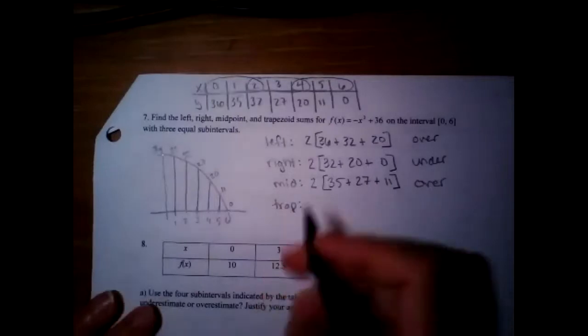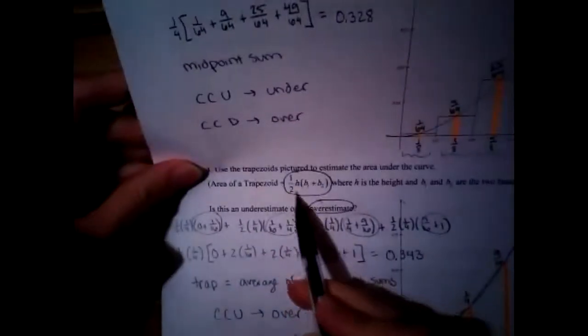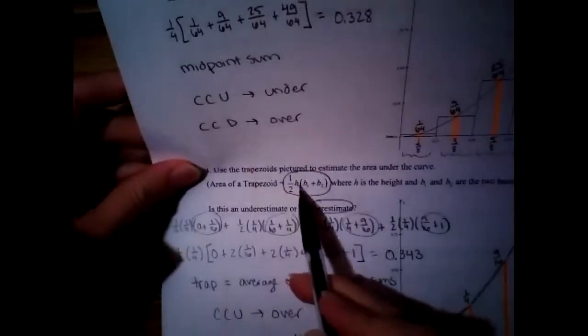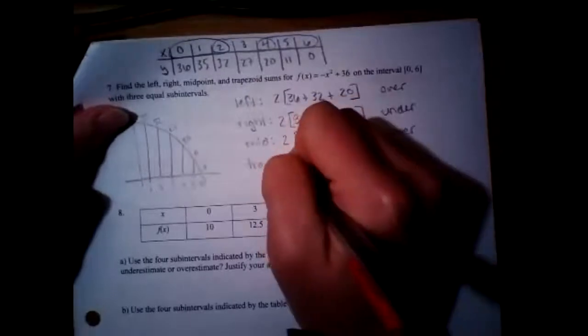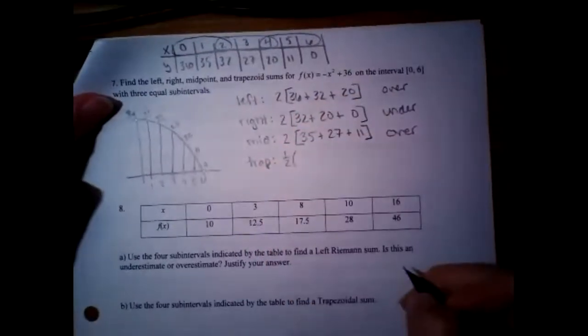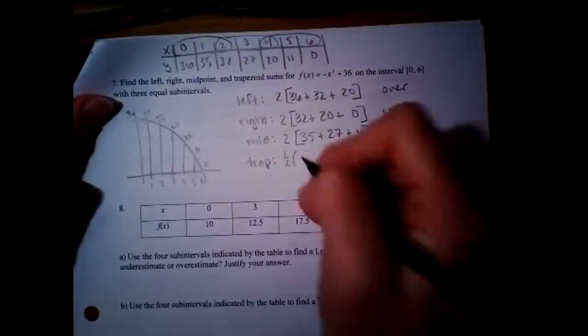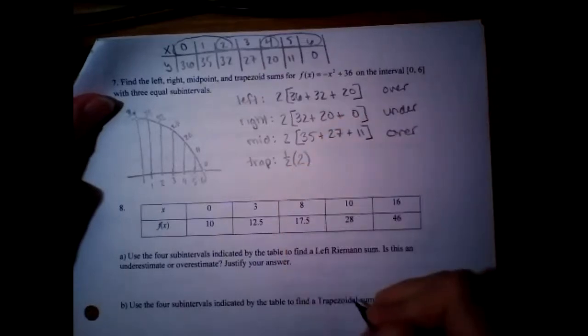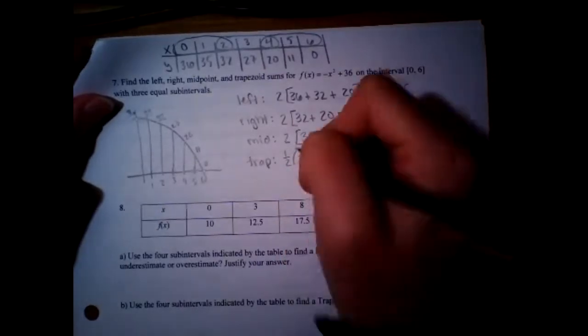All right, and then trapezoidal. So remember, your formula for a trapezoid is right here. You will have to memorize this. It's 1/2 height and then add the bases together. So we're going to have 1/2, and then the height is the length of the subinterval, which in this case is still 2. We're still doing the same problem.